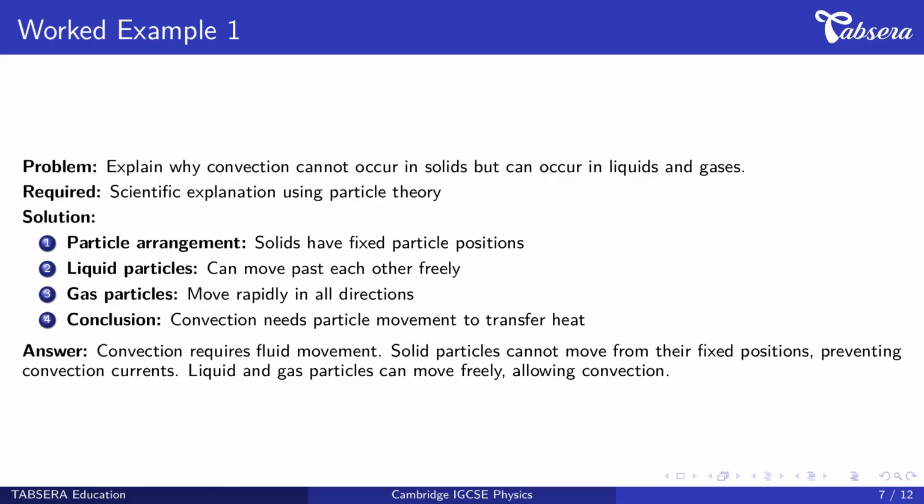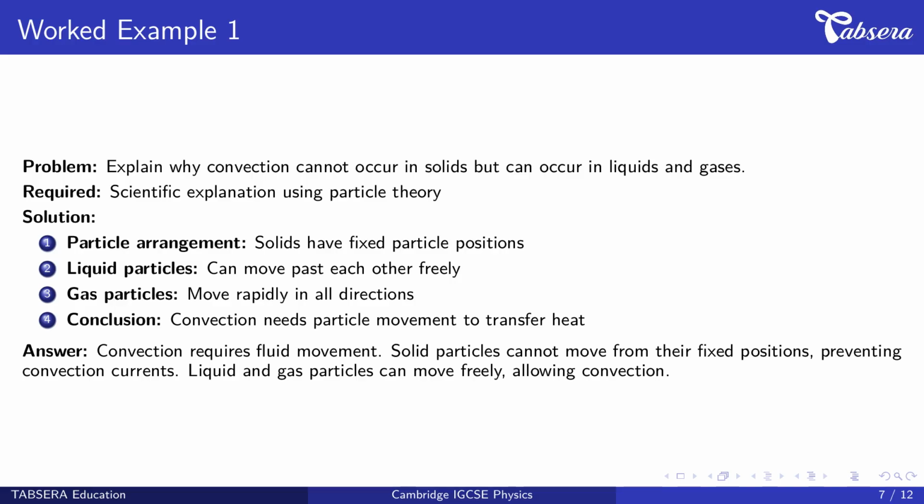Let's work through our first example. The problem states, explain why convection cannot occur in solids, but can occur in liquids and gases. We need to provide a scientific explanation using particle theory. Step 1. Consider particle arrangement. In solids, particles are held in fixed positions by strong intermolecular forces. Step 2. Examine liquid particles. In liquids, particles can move past each other freely while staying close together. Step 3. Analyze gas particles. In gases, particles move rapidly in all directions with large spaces between them.